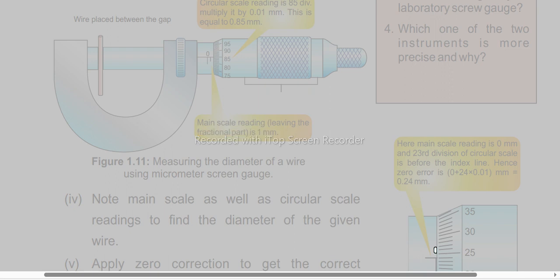Here main scale reading is 0 millimeters and the 23rd division of the circular scale is before the index line. Hence zero error is 0 plus 24 times 0.01 millimeter equals 0.24 millimeters.